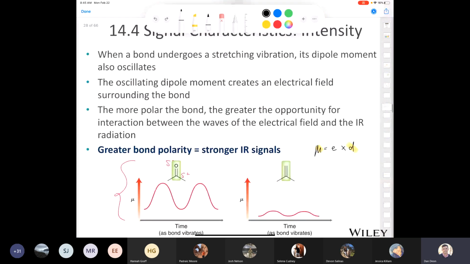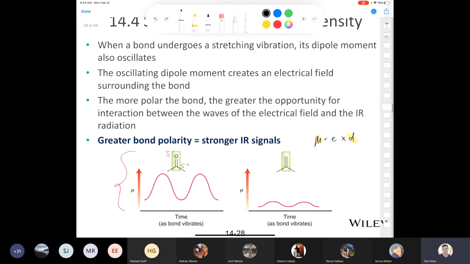There's a little more information that's provided here, but it says that when a bond undergoes the stretching vibration, it's going to oscillate, right? It stretches back and forth. So the dipole moment is also going to oscillate. And when that dipole moment oscillates, it creates a little electrical field. And the electrical field can kind of act like an antenna, so to speak, for infrared electromagnetic radiation. So the bigger the dipole or the greater the bond polarity, the stronger the infrared signal. That's really the whole summary of this slide and the slide that precedes it. So a stronger dipole gives you a stronger signal.